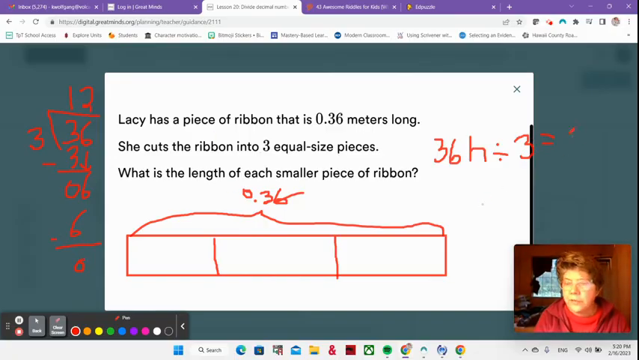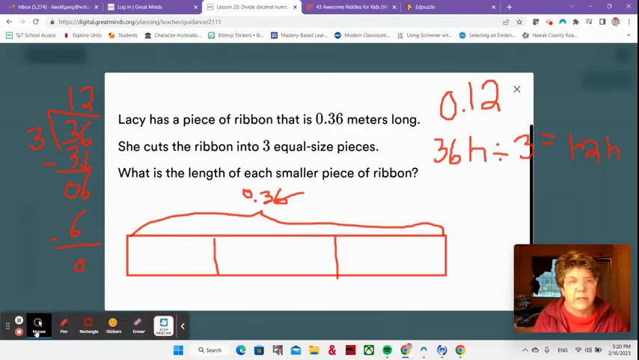So it would be 12, but not 12, right? 12 hundredths, right? Now, how do we write 12 hundredths? We put the 2 in the hundredths, and we put the 1 next door, and that would be in the tenths. So that is 12 hundredths, right? So 36 hundredths divided by 3 equals 12 hundredths. So each of these pieces is 12 hundredths. Okay, well, let's try another one.